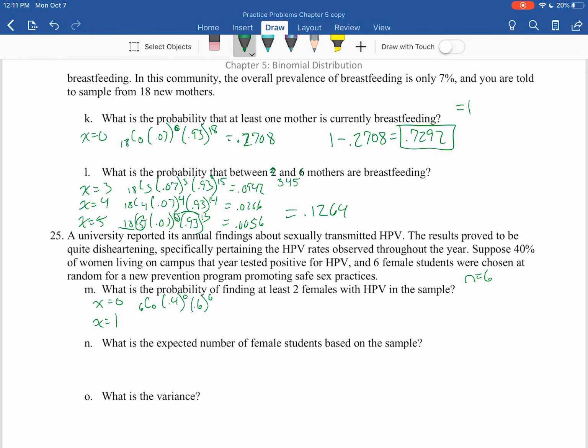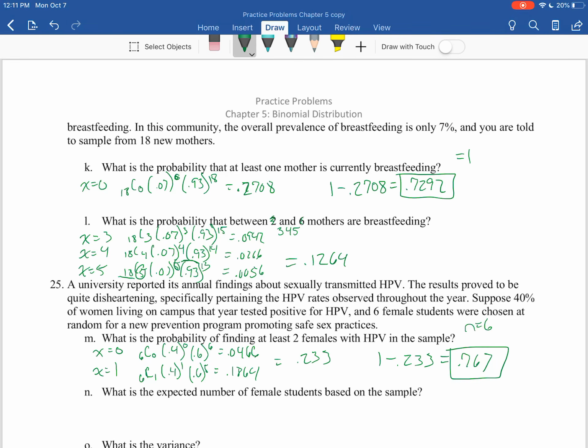0.6 to the 6th power equals 0.0466. And then if you get 6 choose 1, my mistake, 0.4 to the 1st power times 0.6 to the 5th power equals 0.1864. Add those together and you get 0.233. And we take 1 minus 0.233 equals 0.767, or there's a 76.7% chance of finding at least 2 females with HPV in the sample.